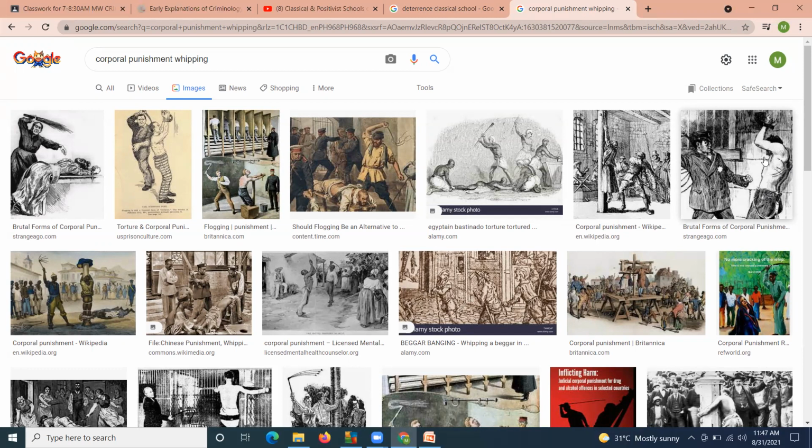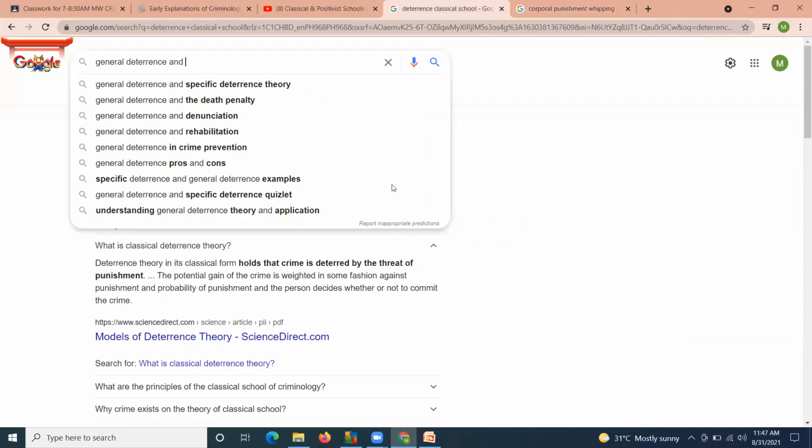So again, let me repeat myself. What is the meaning of deterrence? Deterrence means giving of a lesson. So there are two types of deterrence. You do have the general and you do have the specific. What's the difference between the two?